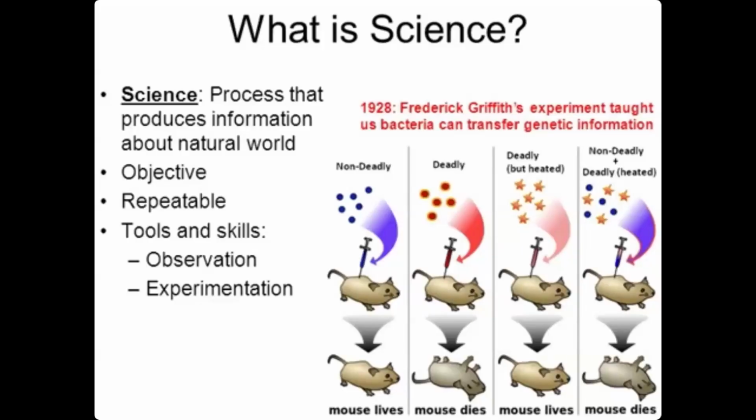And we learned through this experiment that bacteria can transfer genetic information. And this also taught us that DNA is the genetic material. This was at a time where we weren't quite sure. And so ultimately, data is going to be gathered by what we call the scientific method. Now, we're going to go through the scientific method in more detail. So let's move on to that now.